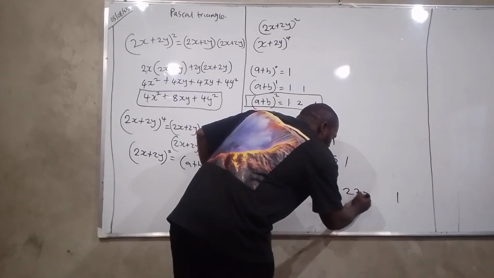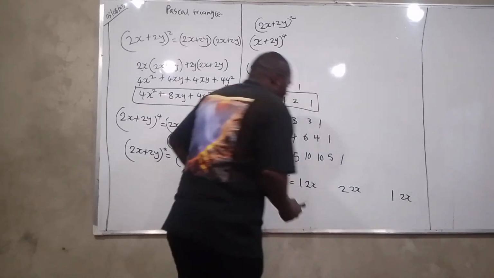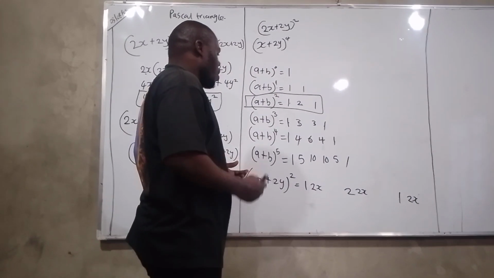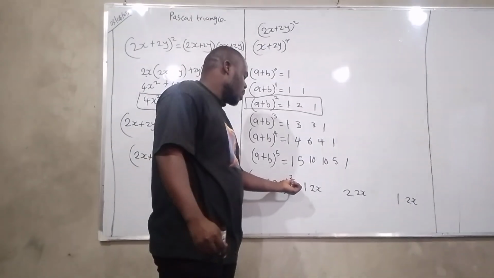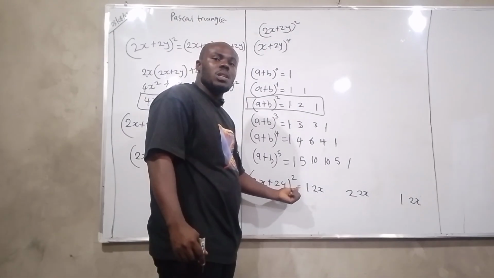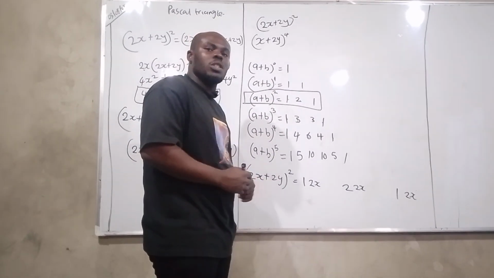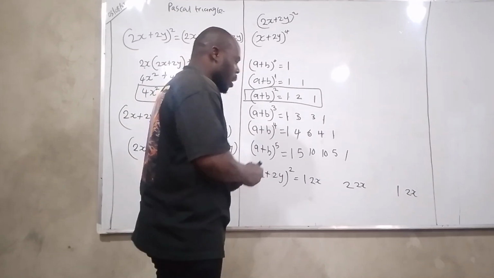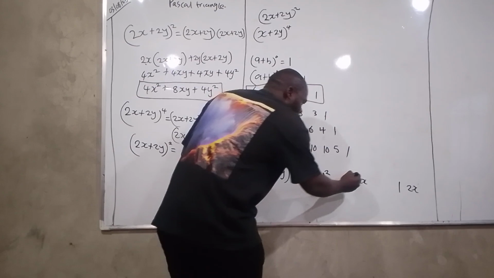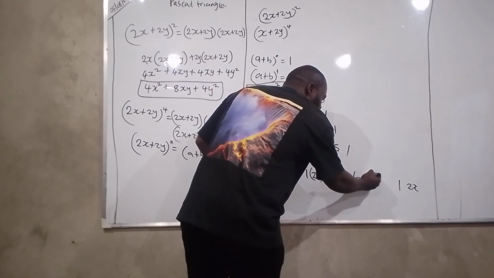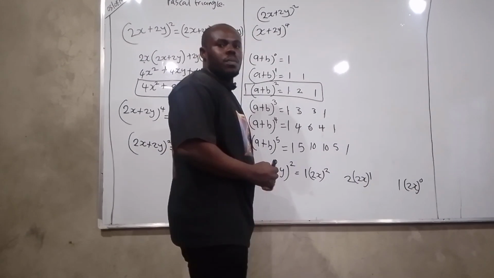2x, 2x, 2x. After placing this, you introduce your power. As the power goes further, it reduces for your first term, your a. So this becomes 2, 1, 0.